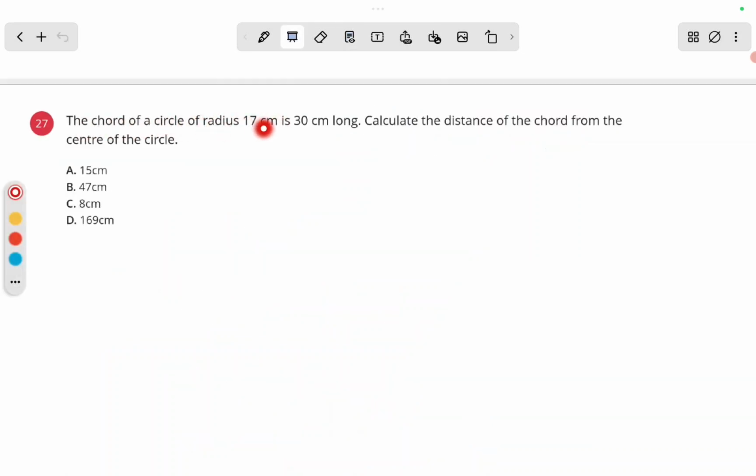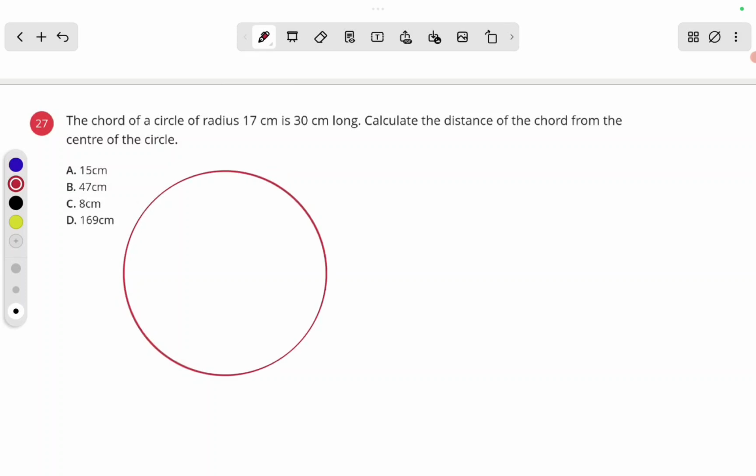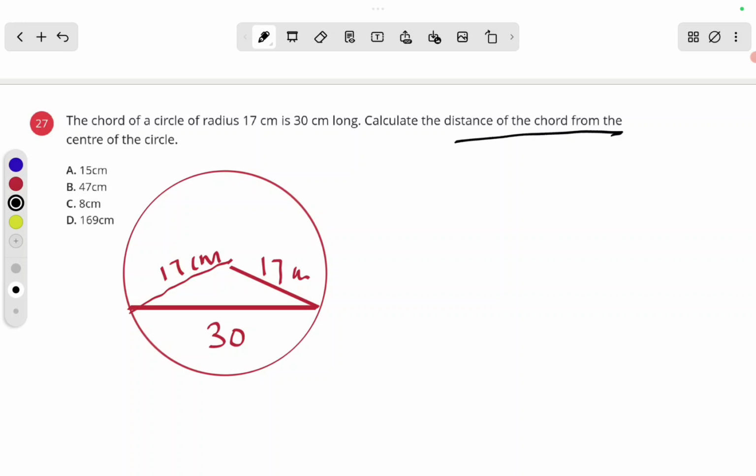The chord of a circle of radius 17 cm is 30 cm long. Calculate the distance of the chord from the center of the circle. Good. Let me draw the circle first. This is a circle, and this is the chord over here. This is our center of the circle. Don't forget that our chord is 30 cm. Then my radius is 17 cm.